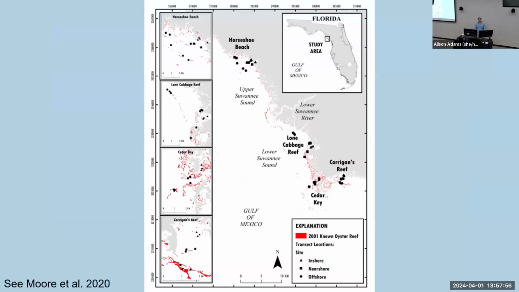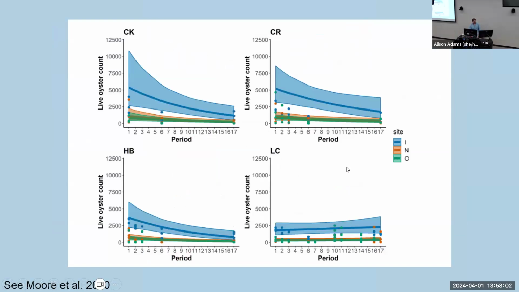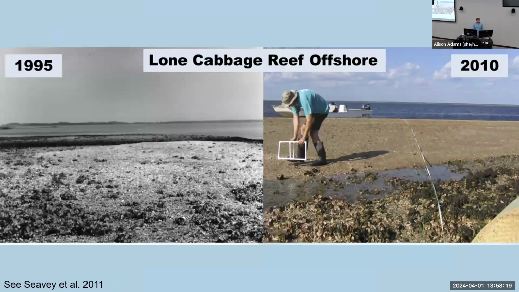And so Suwannee Sound is composed of 4 major oyster reefs: Horseshoe Beach, Lone Cabbage Reef, Cedar Key, and Corrigan's Reef. Some work within the area showed that from 2010 to 2018, at all of these different reefs, intertidal, nearshore, and offshore populations were in decline. And so one area of specific importance is Lone Cabbage Reef. Looking at the 1995 images compared to 2010, you can see a severe reduction in the overall oyster population on that reef.